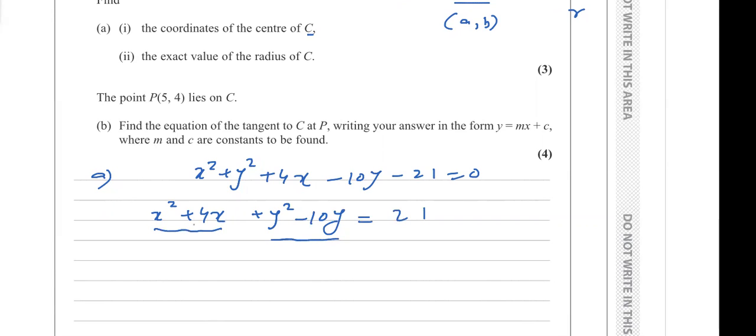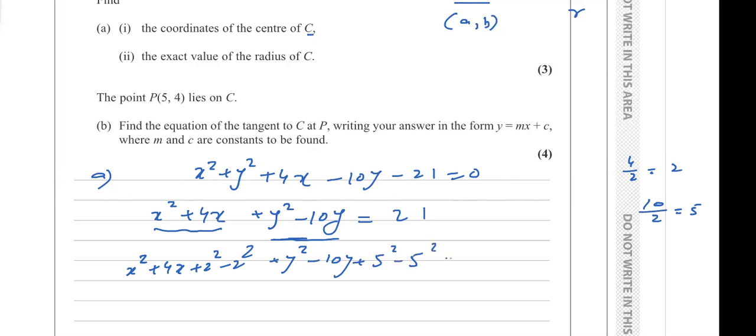You know the method of completing the square. How do we complete the square for an expression? We halve the coefficient of x. It will be 2. So add 2 squared and subtract 2 squared in this one: x squared plus 4x plus 2 squared minus 2 squared. Do the similar thing to complete the square for y. Half the coefficient of y is 5. So add 5 squared and subtract 5 squared.